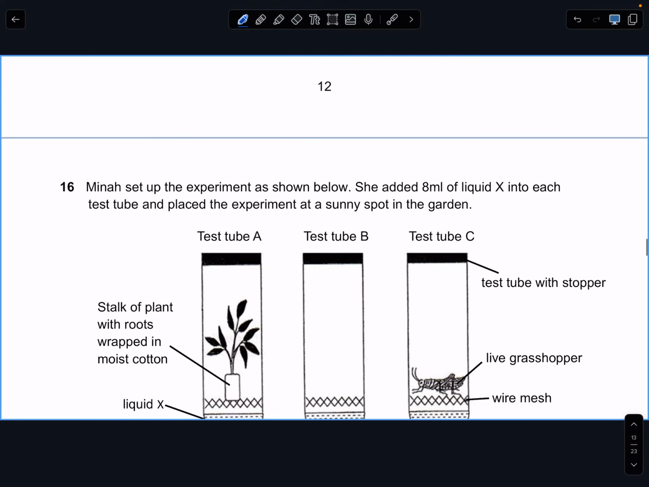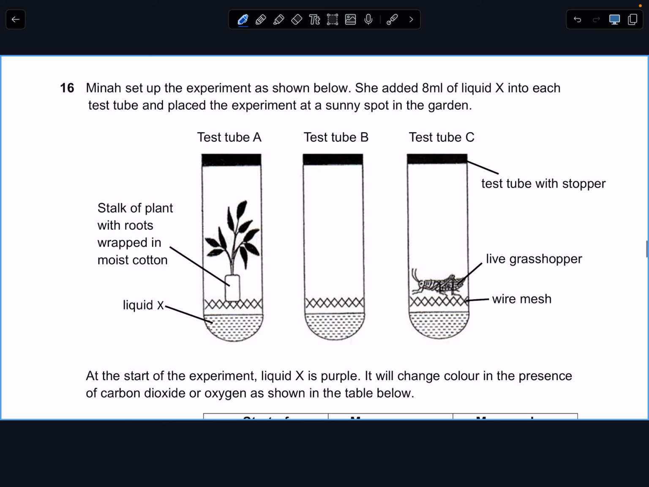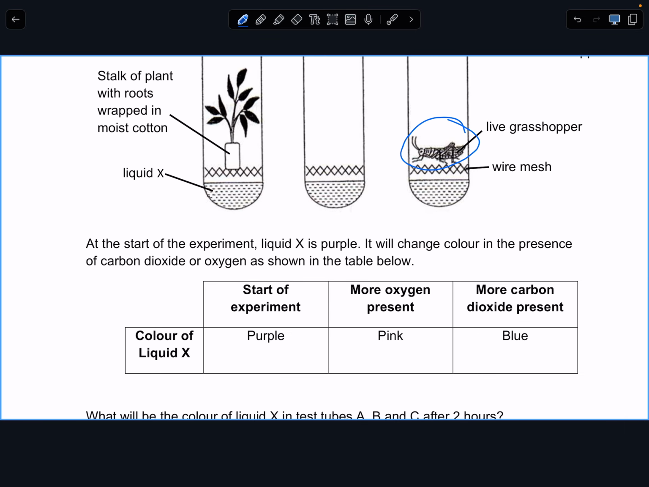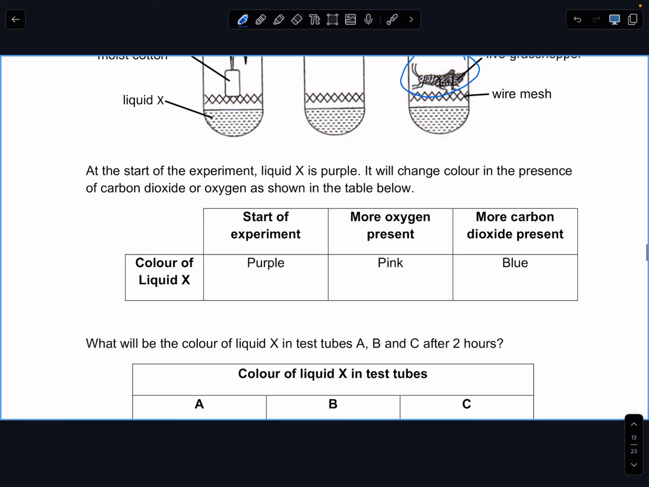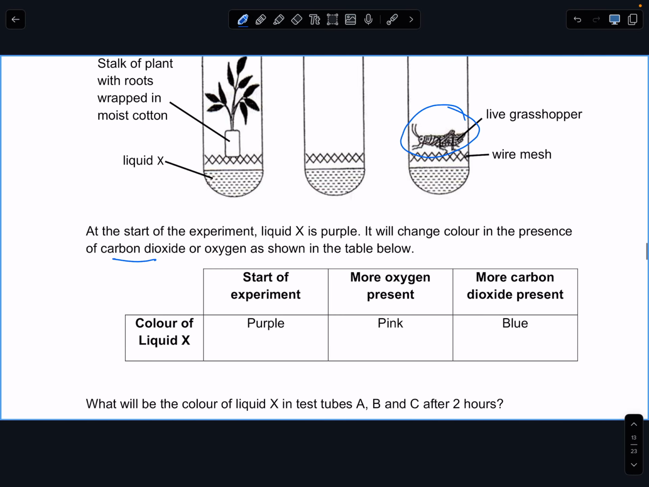Next. Mina set up the experiment as shown below. She added 8 ml of liquid X into each test tube and placed the experiment in a sunny spot. So sunny spot tells you that it's light. So probably this hints that this could be a photosynthesis question or a respiration question. Why? Because I see a grasshopper here. Now, the liquid will change color in the presence of carbon dioxide or oxygen as shown. Which color will the liquid X in A, B, C be after 2 hours?